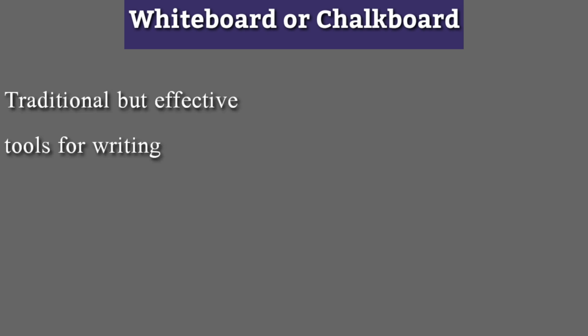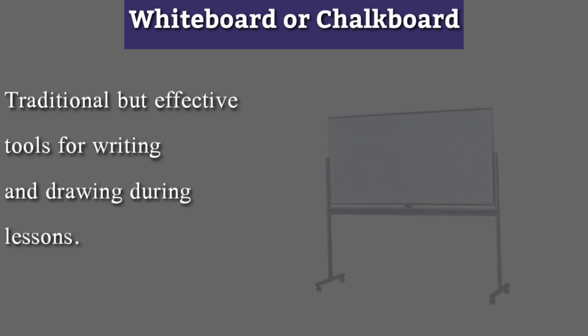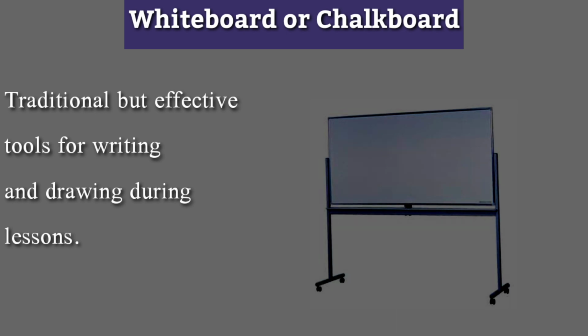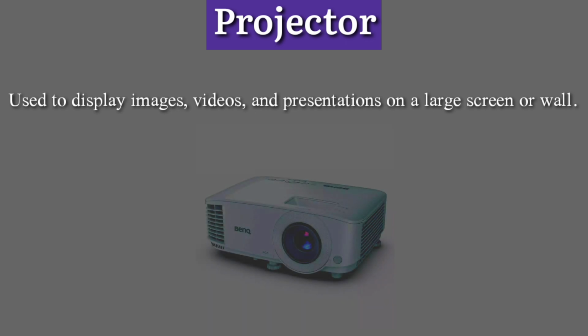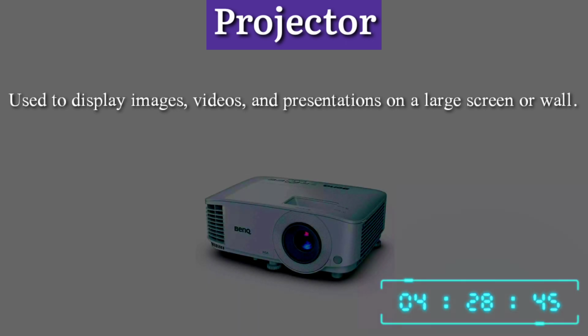Whiteboard or chalkboard. This is a traditionally usable item. It's a very effective tool for writing and drawing during the lesson. The second one is the projector. A projector is used to display images, videos and presentations on a large screen or on a wall.